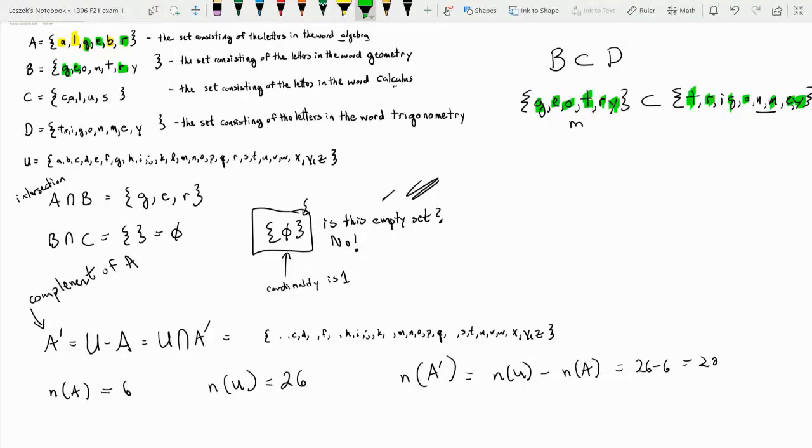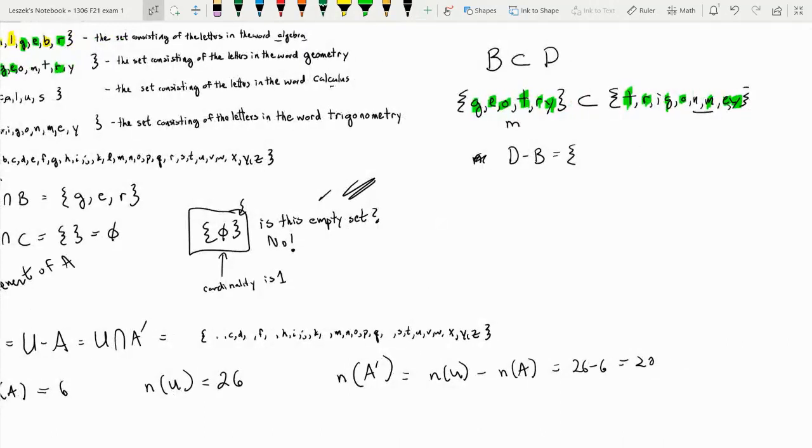Well, great. So it's still a proper subset because everything that's contained in B is also contained in D, but B does not equal D, right? They're not equal sets. They're not the same set. And so what would D minus B be? Well, it's everything that's in D but not in B. So it looks like the only letters that are in the word trigonometry but not in geometry are I and N. And this would be, there's two elements there.